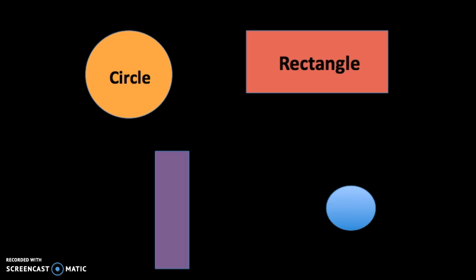First, let's look at some circles and rectangles. As you can see, there are 2 circles and 2 rectangles. You will notice that the circles and the rectangles are of different size, but they still are circles and rectangles based on the properties.